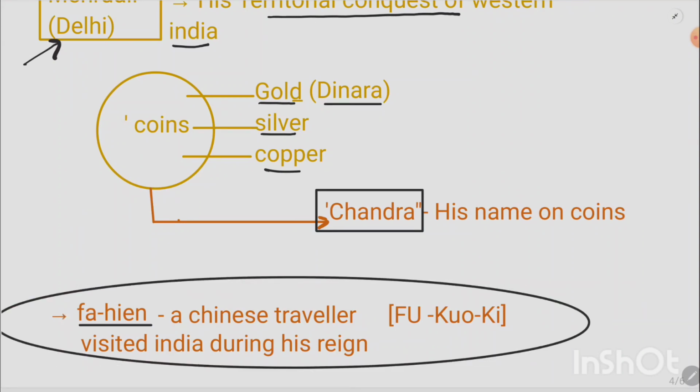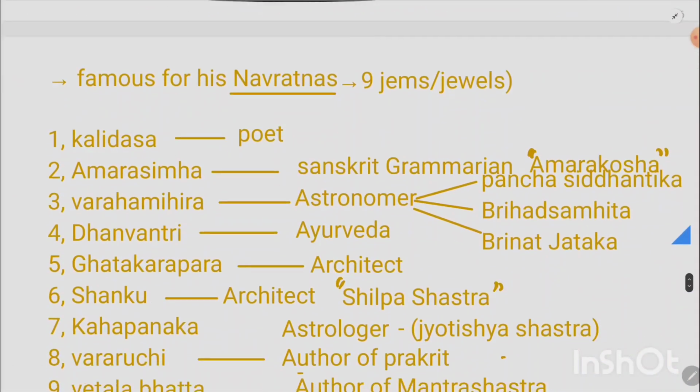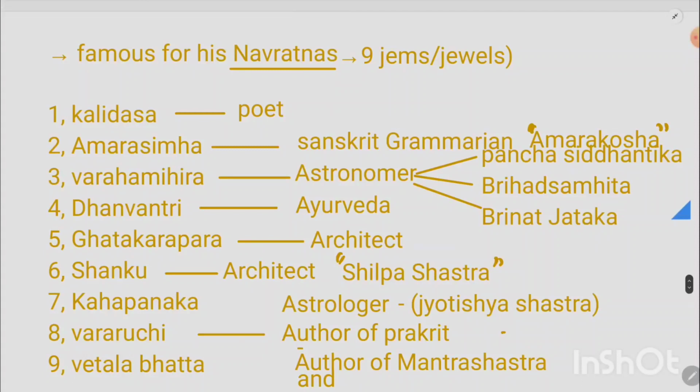Fa Hien traveled to India during the reign of Chandragupta II, and there is a book by Fa Hien called Fu Kuo Ki. This is a book in Chinese, written by the famous writer Fa Hien. Now, Chandragupta II is known to have held the Navratnas, also called the 9 gems or the 9 jewels of Chandragupta II. This is asked again and again in the examinations. I'll mention them all here, but please pay attention because this is very important.